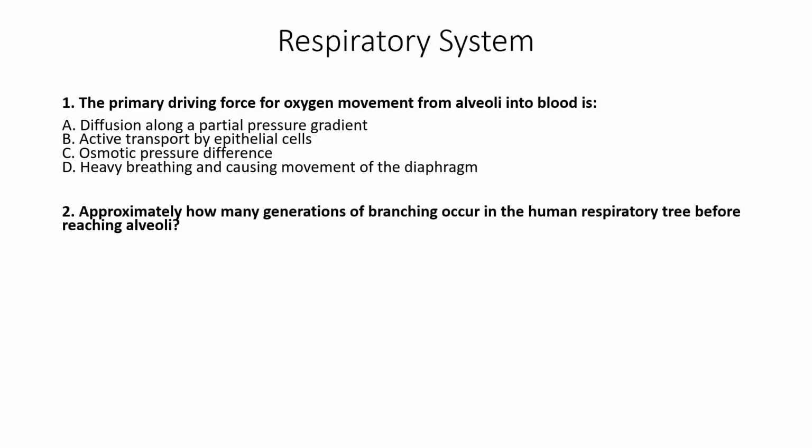Okay. All right. So here is a question again. Approximately how many generations of branching occur in the human respiratory tree before reaching alveoli? So here are your options. Let me know what you guys think.